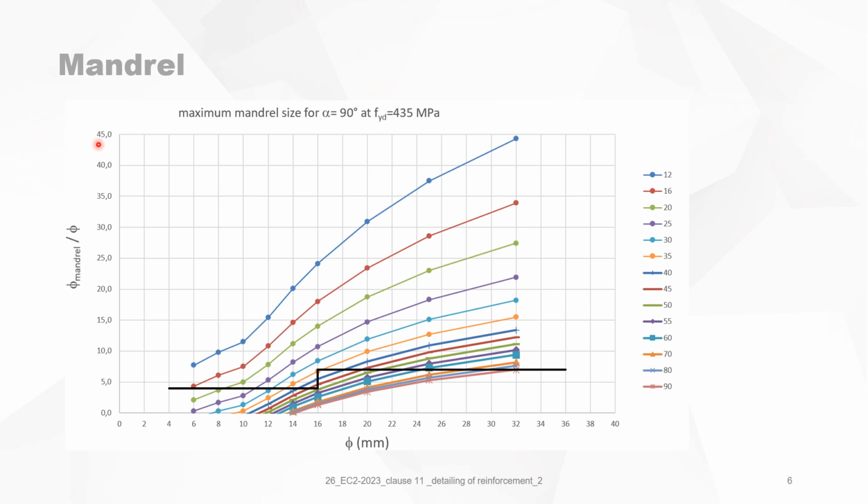We can now, from the previous table, make a graph. The x-axis is the diameter, and the y-axis is the ratio of the mandrel diameter divided by the diameter. And again, we have here the minimum value of the mandrel, and the concrete quality increases from top to bottom. Here you have 4 times the diameter up to diameter 16, and here you have 7 times the diameter from 16 onwards.